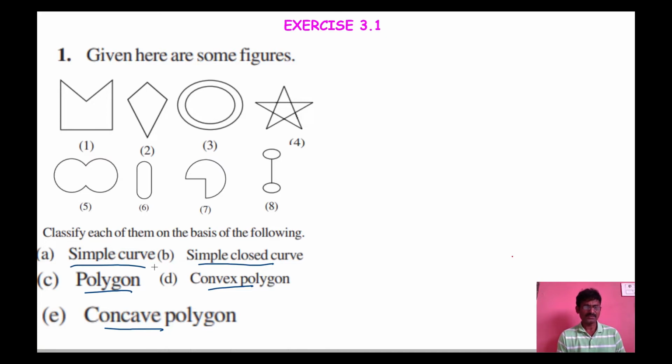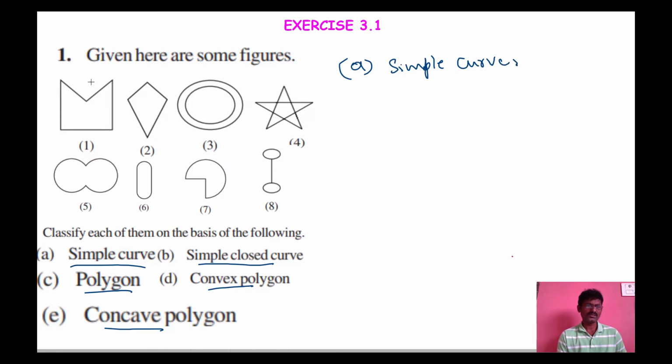So first let us see simple curve. What is the definition of simple curve? If a curve does not cross itself, then that is said to be a simple curve. That means one line should not cross the other line. So in these diagrams, we need to check which curves do not cross themselves. First A, simple curve.